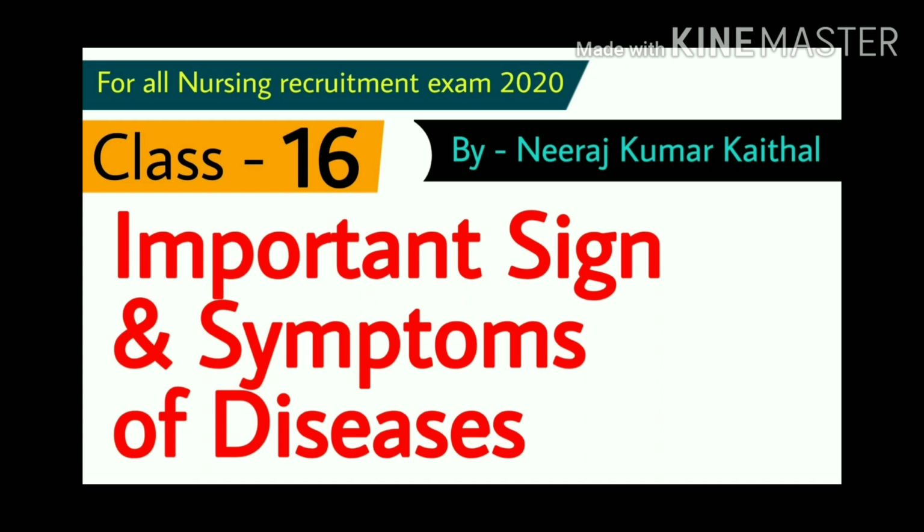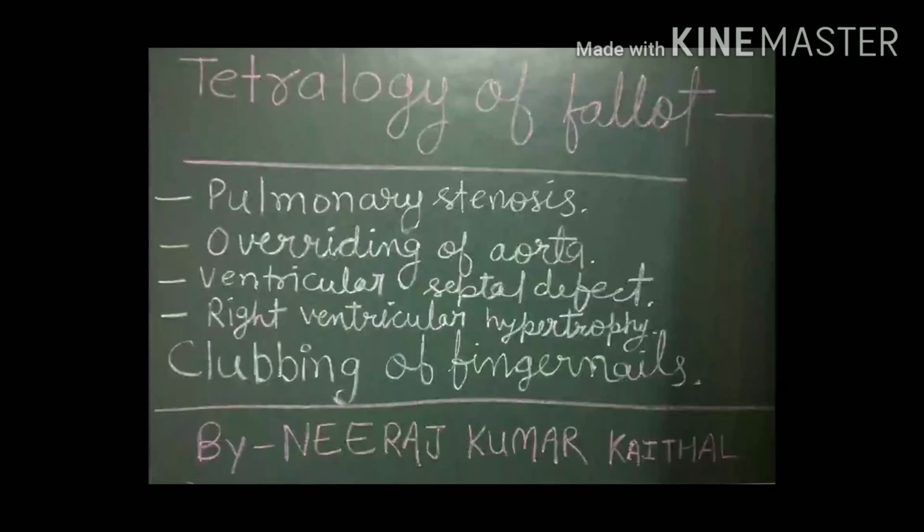In today's class, we are discussing important signs and symptoms of different important disease conditions. So everyone, let's begin. First disease condition is TOF or tetralogy of Fallot. It is an abnormal heart condition. In this, four things are included: pulmonary stenosis, overriding of aorta, ventricular septal defect and right ventricular hypertrophy. Important sign and symptom of tetralogy of Fallot is clubbing of fingernails.